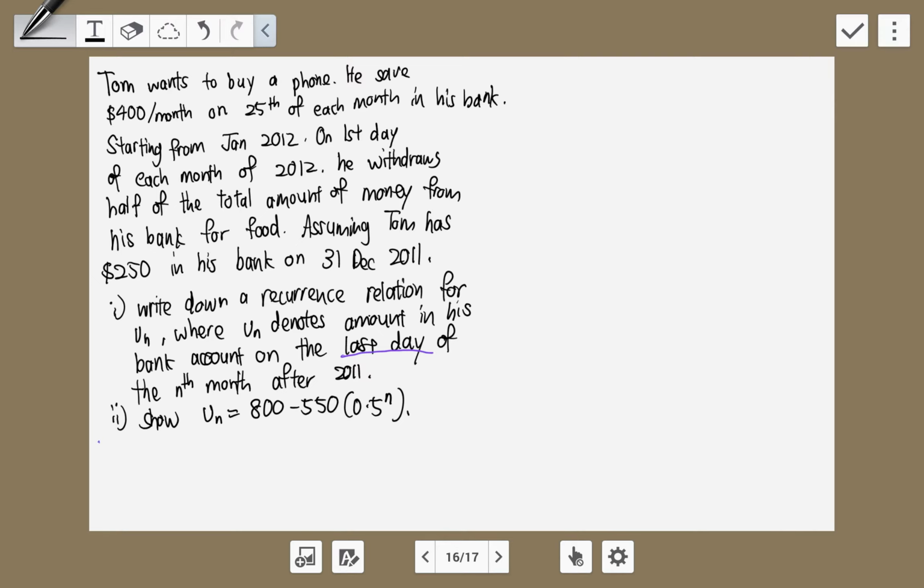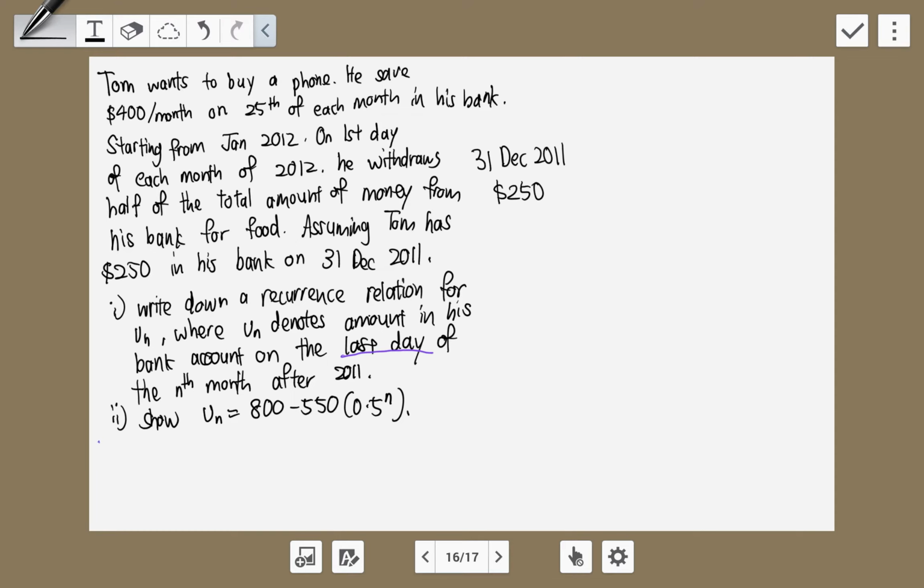So for this kind of question dealing with recurrence relation, it is quite common, and the first thing we need to do is to write out the cash flow over this period. That means starting from the earliest date, 31st December 2011 is the earliest of all the dates. So it is the beginning, so I just write down December 31st, 2011 is $250.